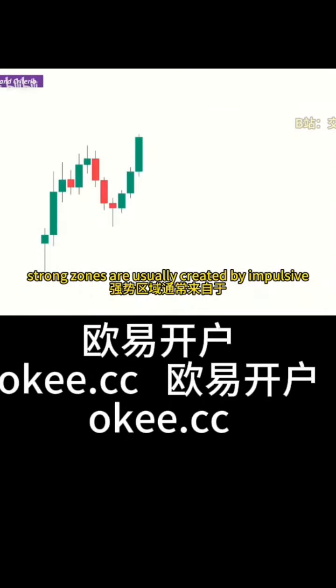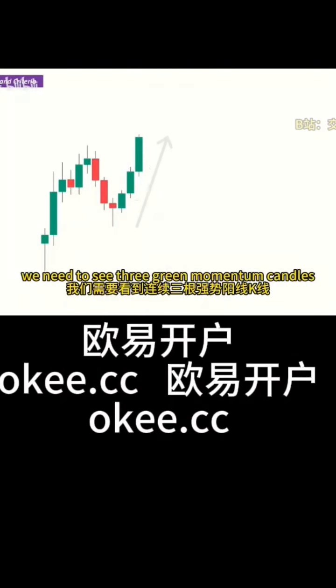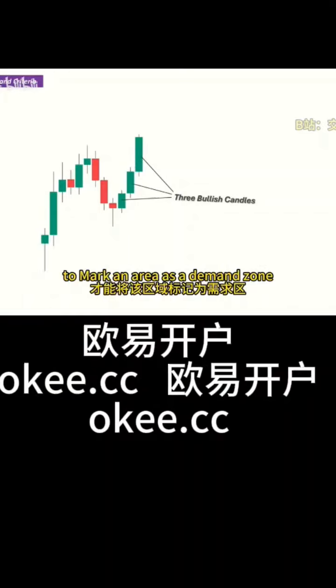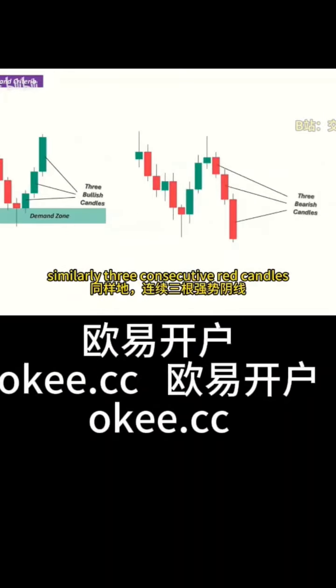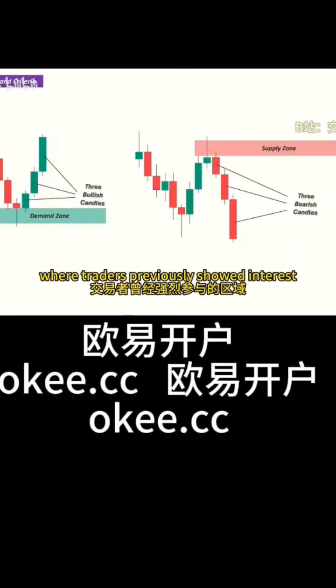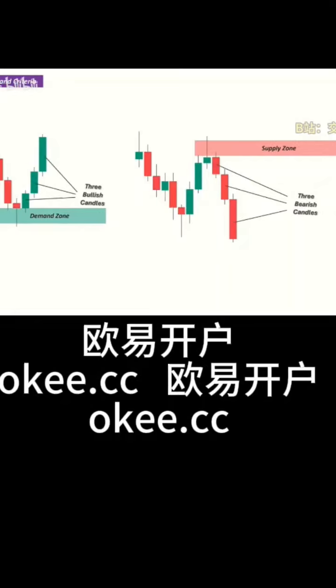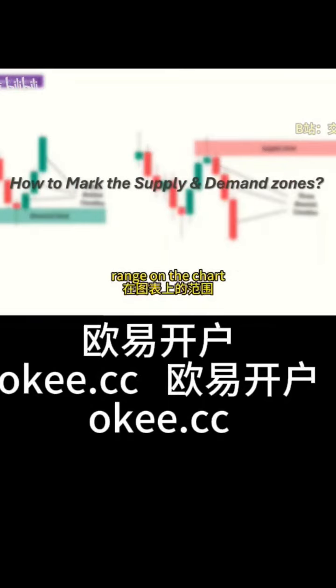Strong zones are usually created by impulsive price moves, showing clear imbalance between buyers and sellers. To make things more objective, we need to see 3 green momentum candles to mark an area as a demand zone. Similarly, 3 consecutive red candles with large bodies and strong push distance would make a good supply zone. The reason is that we want to identify an area where traders previously showed interest, rather than just small moves in the market. Now, how do we correctly mark the supply and demand zone range on the chart?